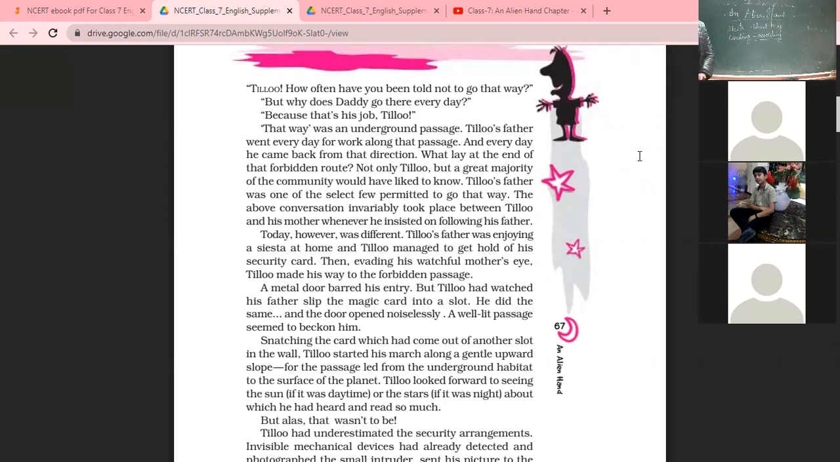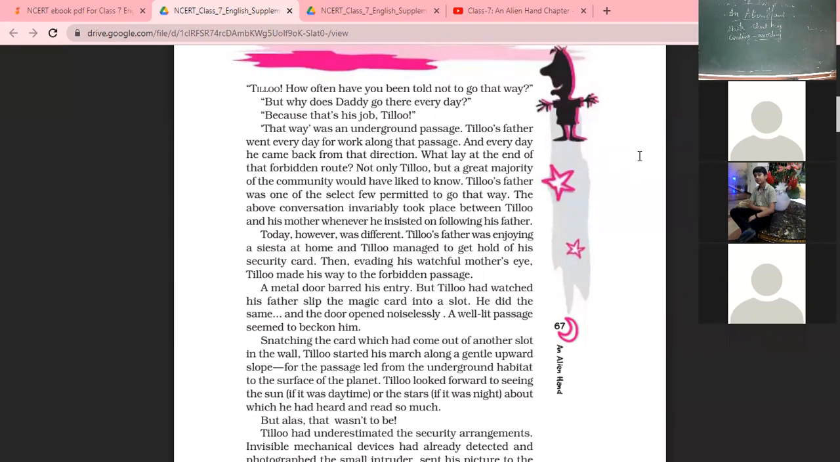A well-lit passage seemed to beckon him. So in front of him, there was a well-lit passage, lights were there. There was not any darkness there. Snatching the card, which had come out of another slot in the wall, Tilu started his march along a gentle upward slope, for the passage led from the underground habitat to the surface of the planet. So now, from another slot, another card came. Tilu took this card and he started his march in this manner. And it was an upward passage because from the ground level, it is going to the surface.